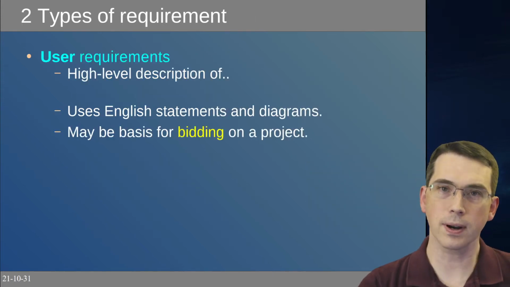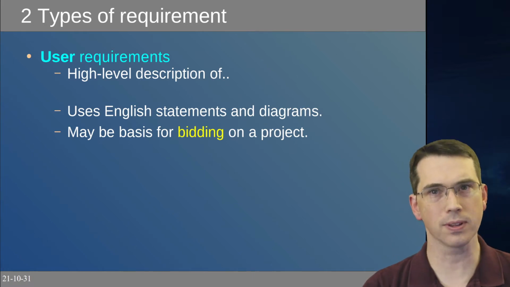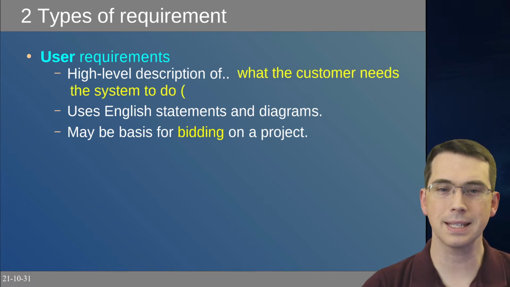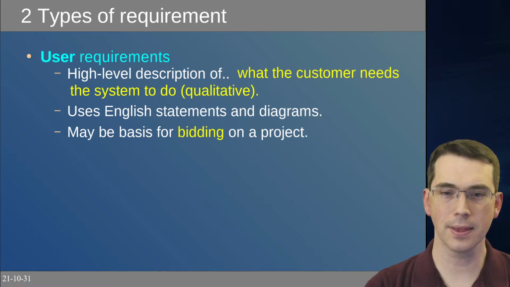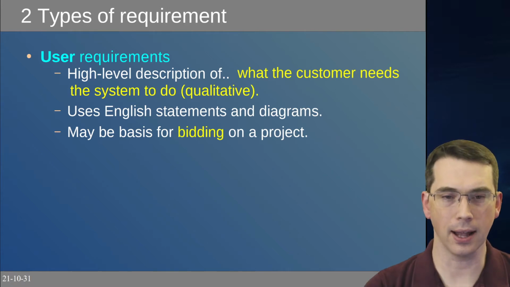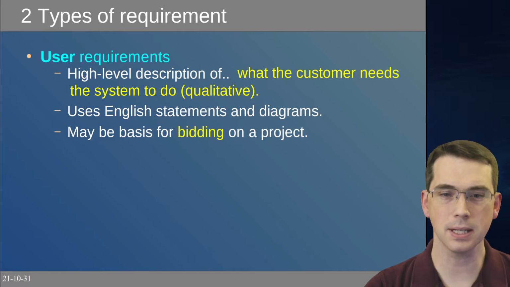So if we go to phrase our requirements, we can talk about it being for the user or kind of more for the developer. And we'll see how we phrase that. So we talk about a user requirement. A user requirement is a high-level description of what the customer needs the system to do. This is a qualitative description of what the customer needs the system to do.